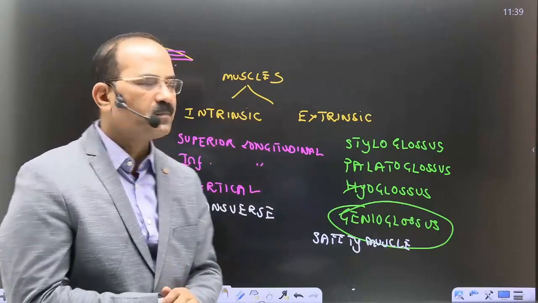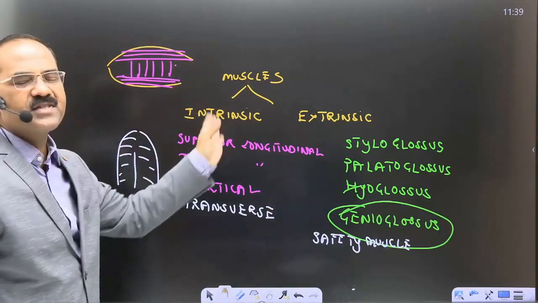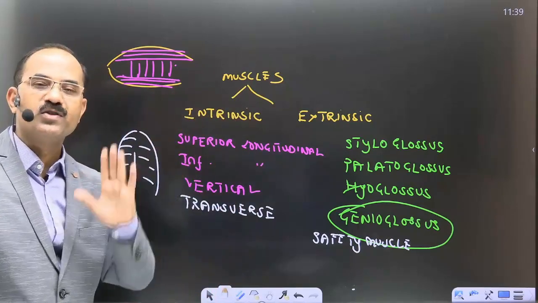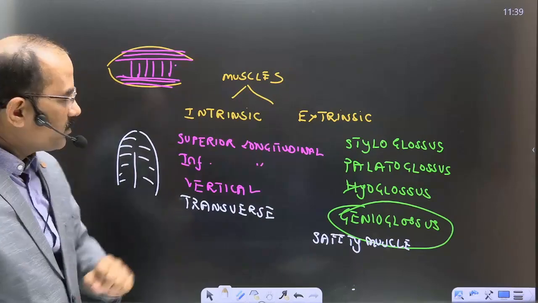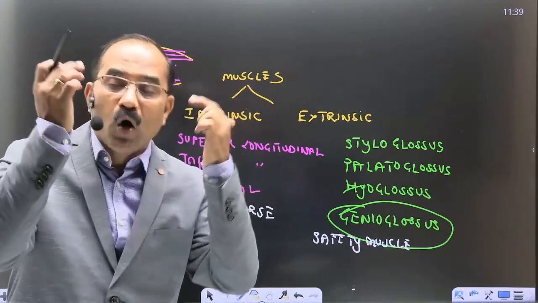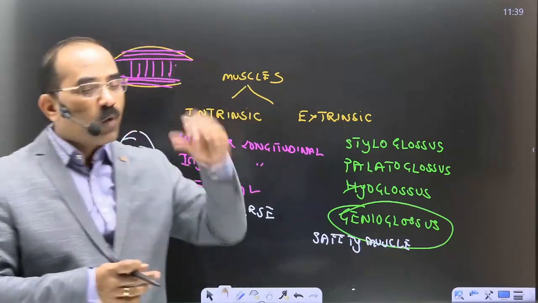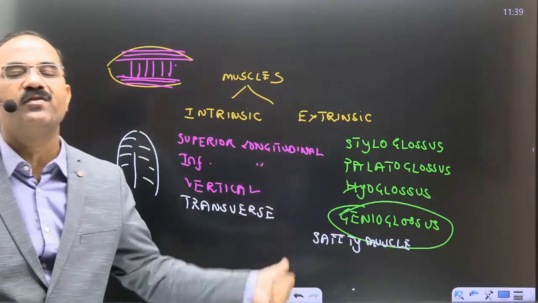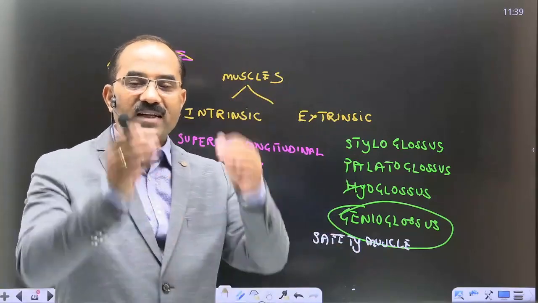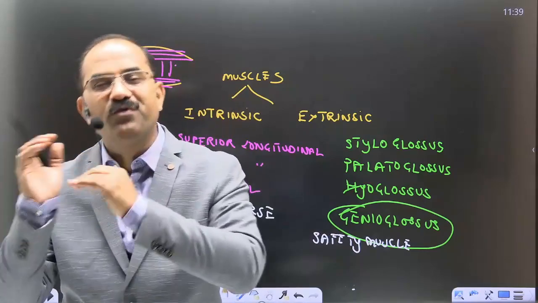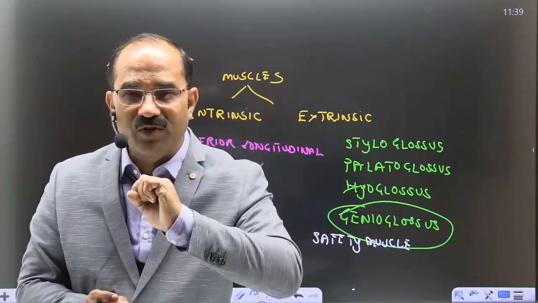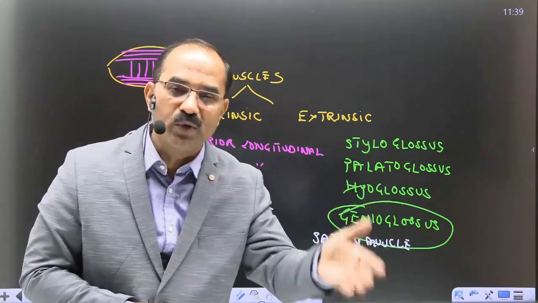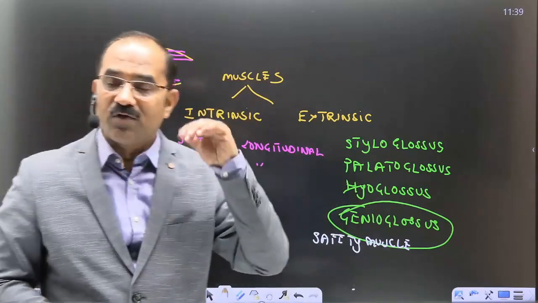Just remember this. Now, all these muscles, intrinsic and extrinsic muscles, are supplied by the hypoglossal nerve. Remember, these muscles of the tongue are derived from occipital myotomes. And what is the functional component which the hypoglossal nerve should have to supply the muscles of the tongue? That's the general somatic efferent component. This is the component which supplies the muscles derived from occipital myotomes.